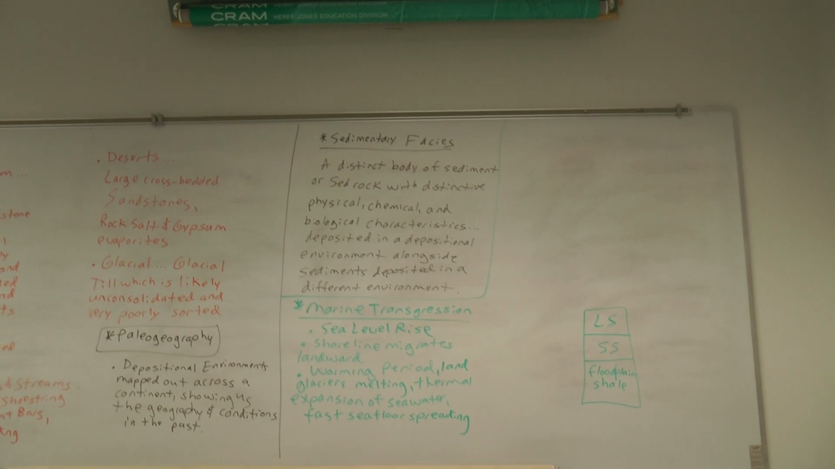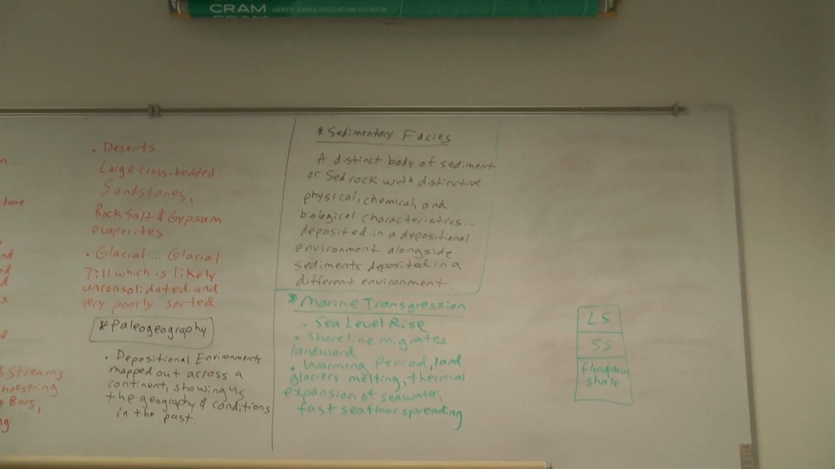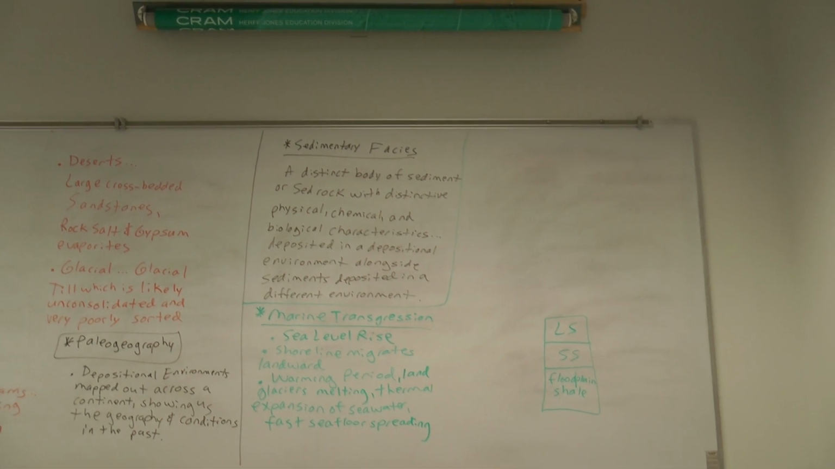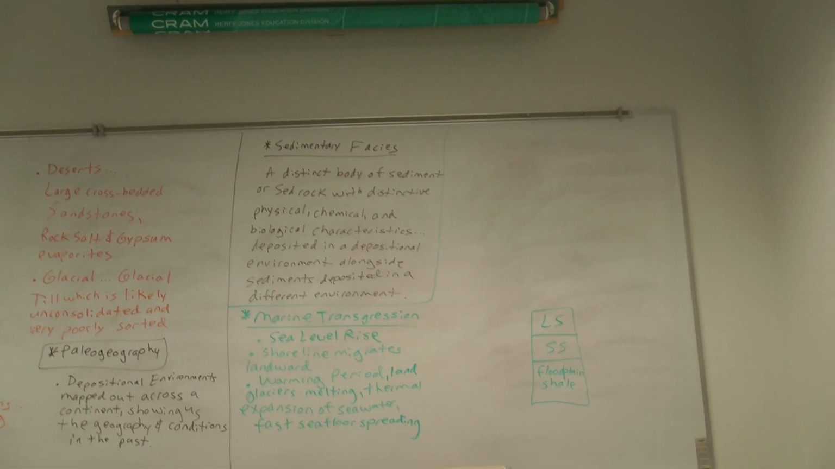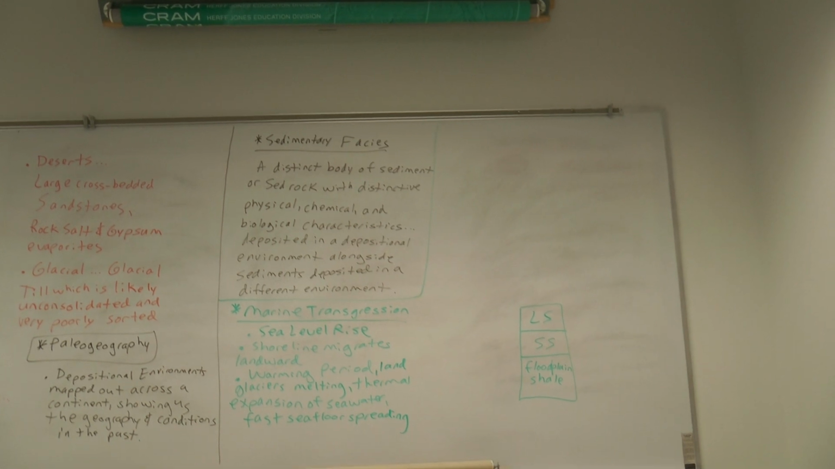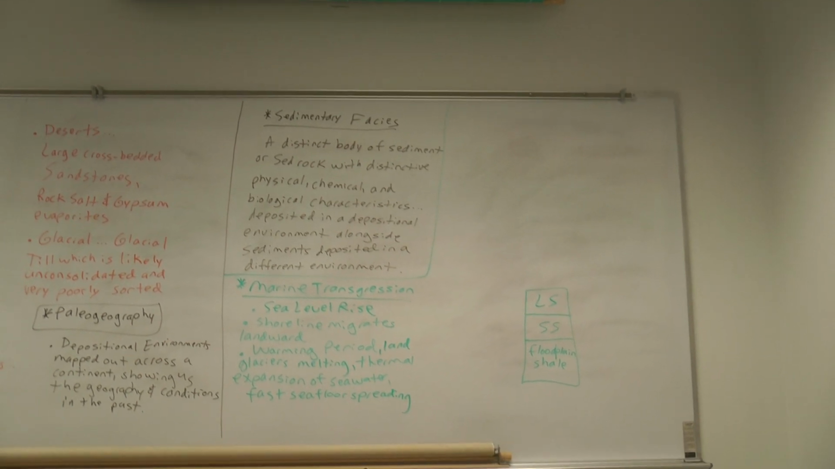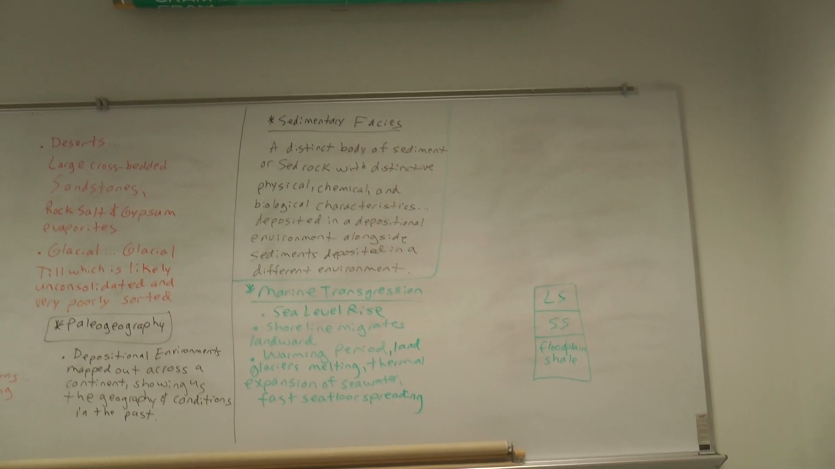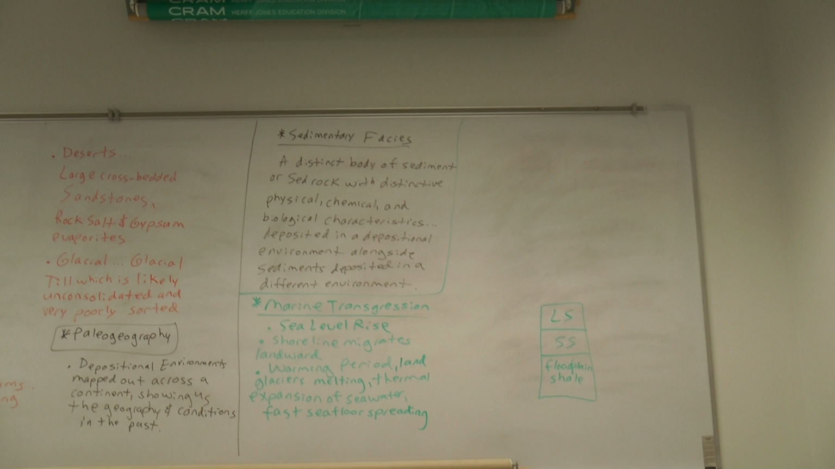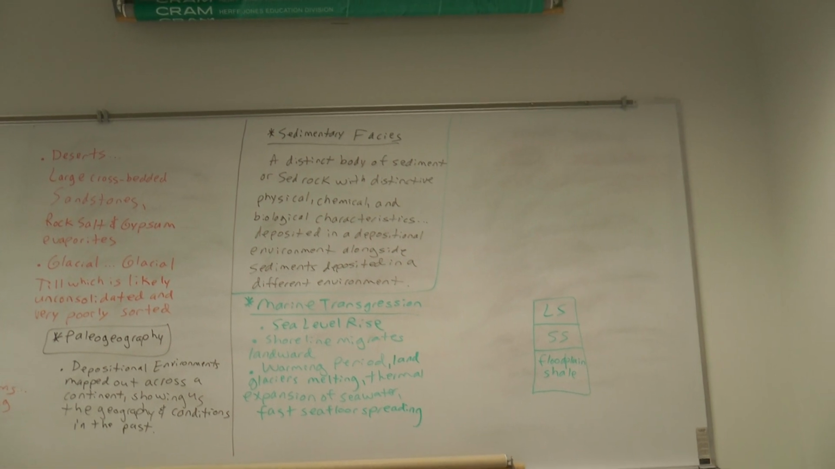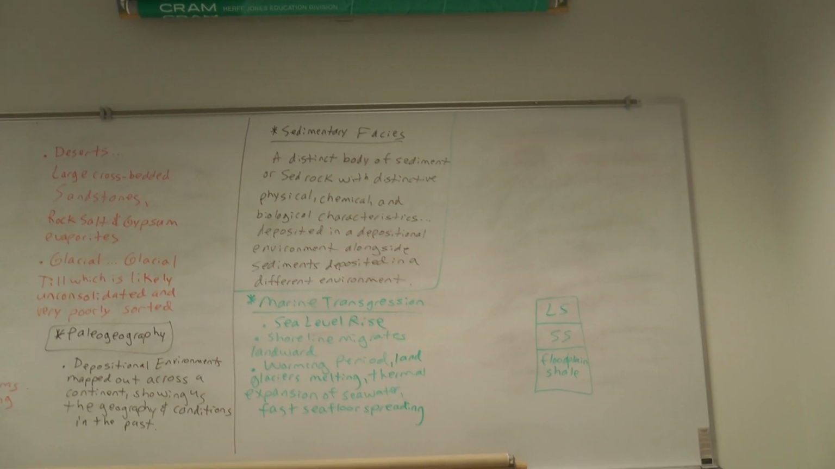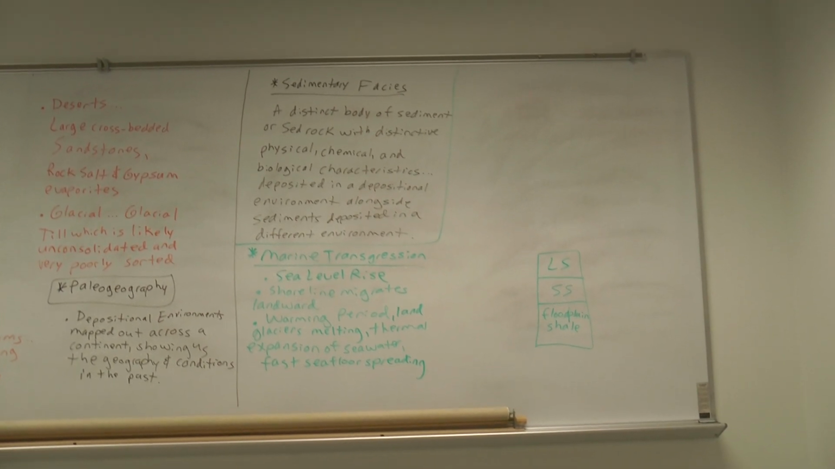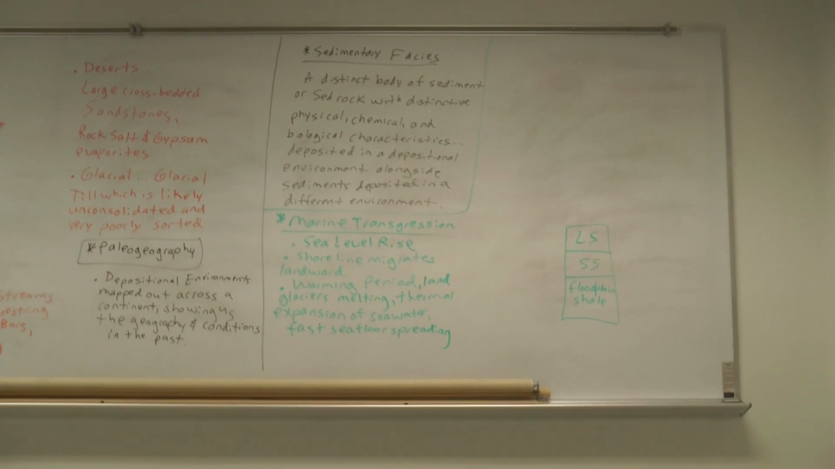So this distinctive body of sediment or sedimentary rock that is deposited in a depositional environment, like say a delta, alongside sediments deposited in a different environment. In other words, if you're looking at an ancient shoreline, you're going to have different sedimentary facies. You might have a sedimentary facies that is the beach of the past or the barrier islands of the past, a sedimentary facies that is a delta that was there once upon a time, and a different sedimentary facies that is the shallow marine offshore.